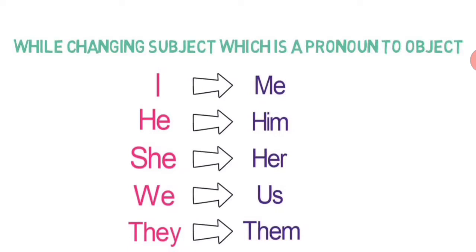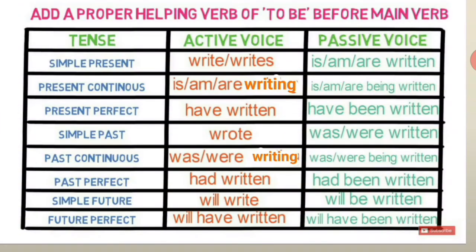When replacing the subject which is a pronoun with an object, the conversion will be like this. I changes into me, he changes into him, she changes into her, we changes into us and they changes into them.